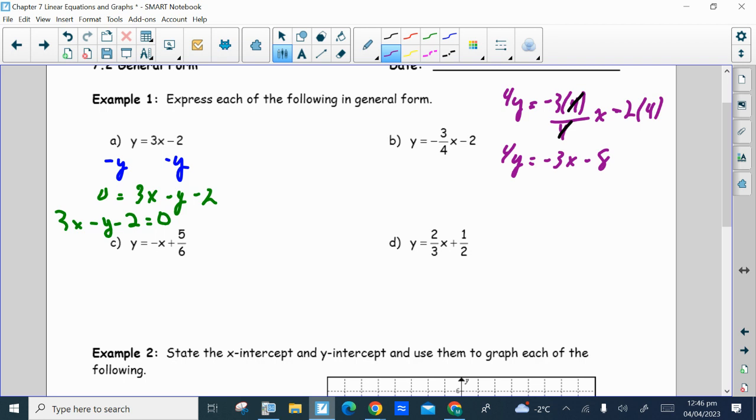So we got rid of the fraction. Now we need everything on one side equal to the other, and the x term must be positive. Right now, on the right side, it's negative. So we're going to add the 3x to both sides, and we're going to add the 8 to both sides. So on the left side, the 3x is now positive. The 4y was positive, so that's not going to change because we didn't move it. And the 8 is also positive. On the right side, everything cancels. You're left with 0. There's the equation in general form.